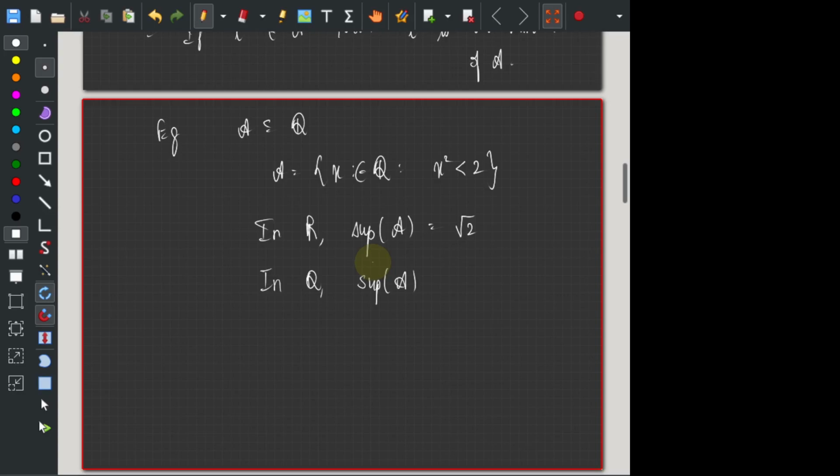Yes? Yeah, so this is an example of a set which does not have a supremum. So that's one reason why we always focus on the set of real numbers or the set of complex numbers. In a sense, they're what are called complete sets. So in this case, this does not exist.